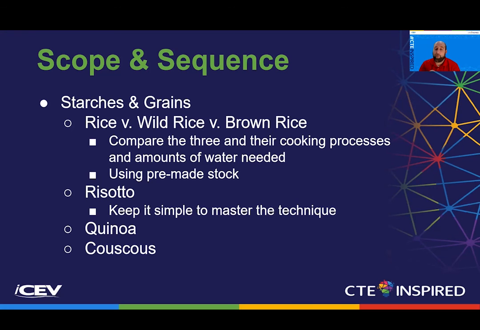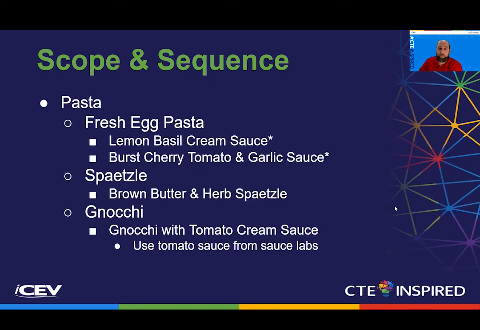If we have a double lab, so if I'm doing this with my advanced classes, we'll make risotto. You just can't hardly make it in a 40-minute lab. It's just so fast and so time consuming. We'll also tend to make quinoa or couscous because those are inexpensive grains as well.